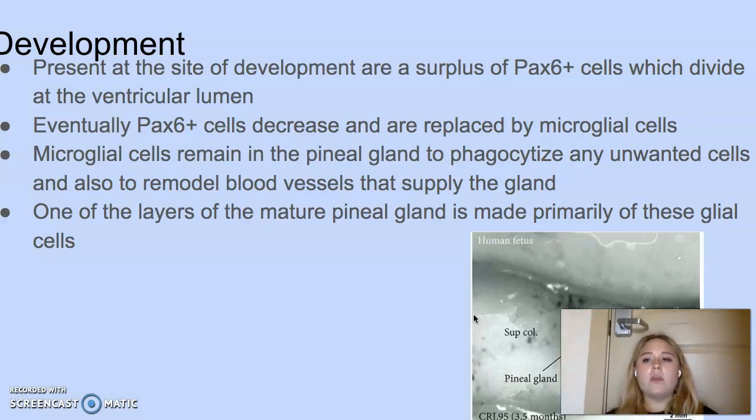When the pineal gland first begins to develop, the cells that are present there are mostly PAC6 plus cells, and those divide at the ventricular lumen. Eventually the presence of the PAC6 plus cells decreases, and they're replaced by microglial cells. The microglial cells remain in the pineal gland to phagocytize any unwanted cells and to make sure things are running smoothly, and any foreign cells that come in are eliminated. They also remain there to remodel the blood vessels that supply the gland.